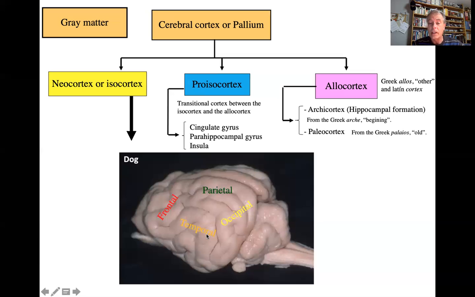We shouldn't say, as it is written in human anatomy, the frontal lobe. Why? Because in humans, or in primates, the sulci are so deep that almost two thirds of the cortex is hidden. So these sulci can divide the cortex into lobes. This is not the case in our domestic animals.